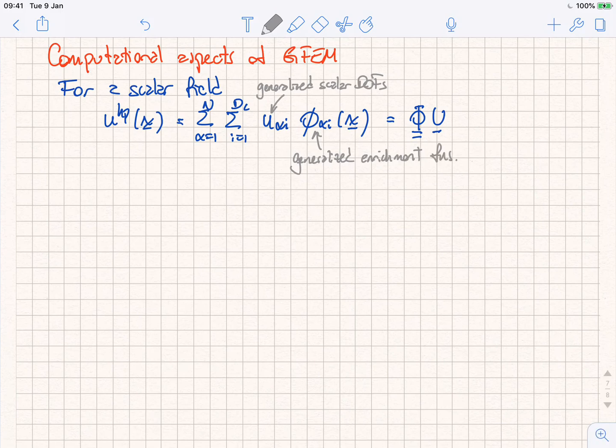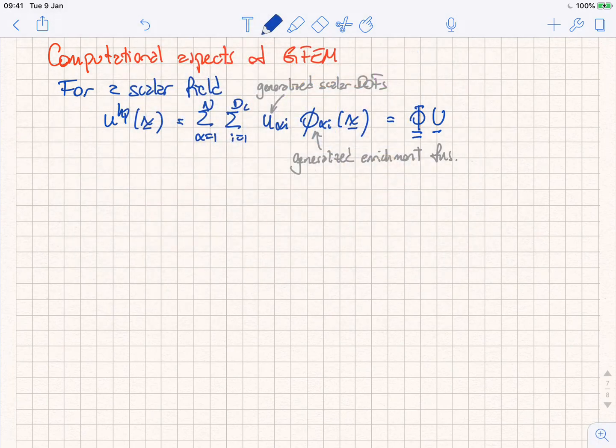And of course, this whole expression can be written as just the product between this vector that we call phi and the vector that describes the degrees of freedom for the entire system. So it's in a way your solution vector that contains not only the standard degrees of freedom but also your generalized or enriched degrees of freedom.